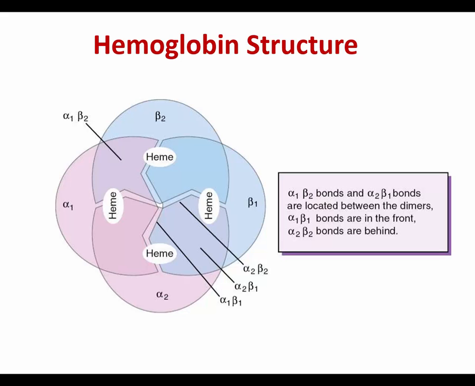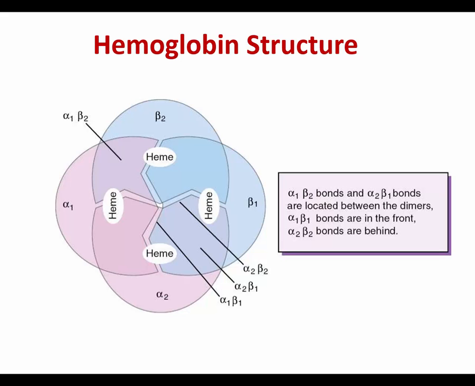2 of them are the same. Beta 1 and beta 2 are the same. Alpha 1 and alpha 2 are the same. That's what homodimer means. Dimer means there are 2, homo means they are the same. So 2 and 2 are going to come together and they're going to match up in order to be able to generate a competent hemoglobin molecule.